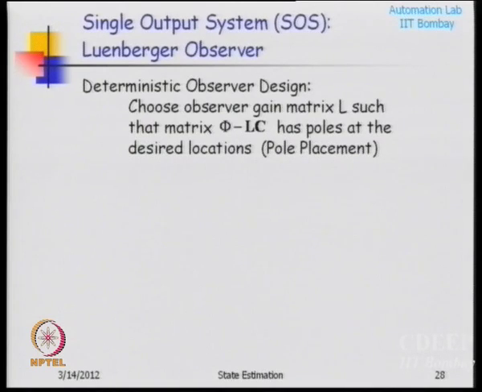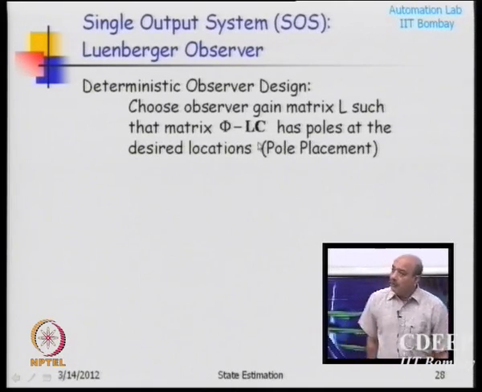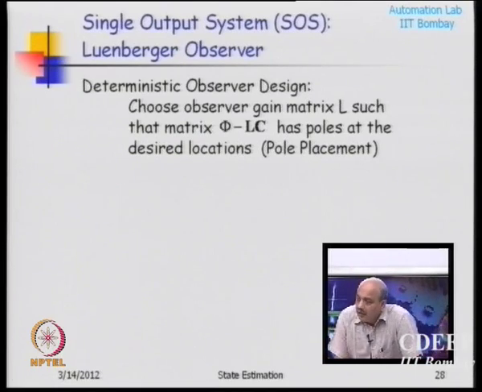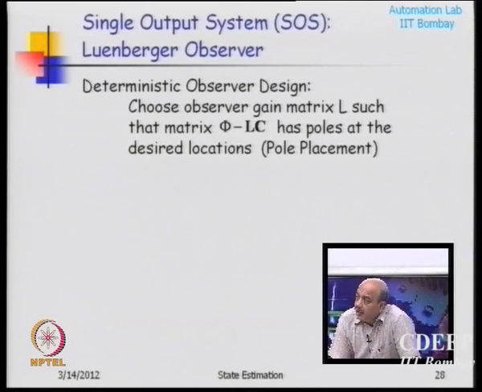This is a design problem now. I am going to specify where the poles of phi minus LC should lie, and I want to back calculate L. I know phi, I know C. I do not know L. I want to estimate L given the poles. The question is, when can you do that?